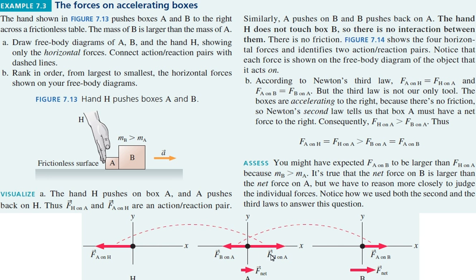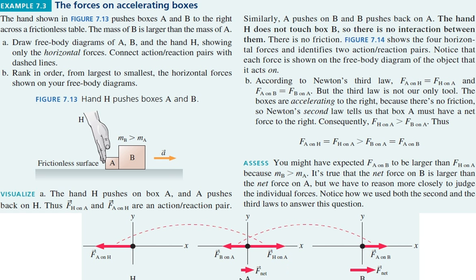Now, since there's the force of H on A, that means that there's a reaction force of A on H, and that's the only force acting on the hand. The only horizontal force acting on the hand. So that's a Newton's third law pair. And then we can also say, because there is a force of B on A, there must be a force of A on B. And in fact, that's the only contact force, the only horizontal force, that B experiences. And so that's a second Newton's law pair.